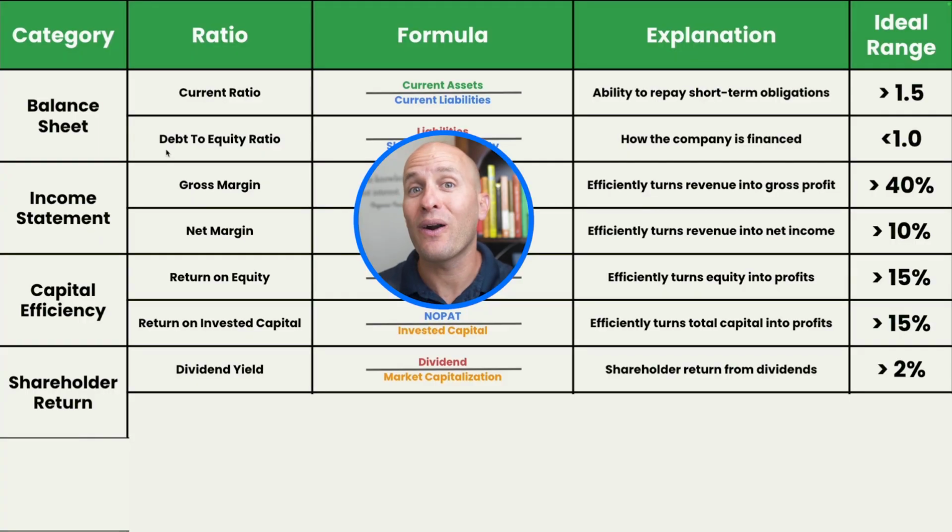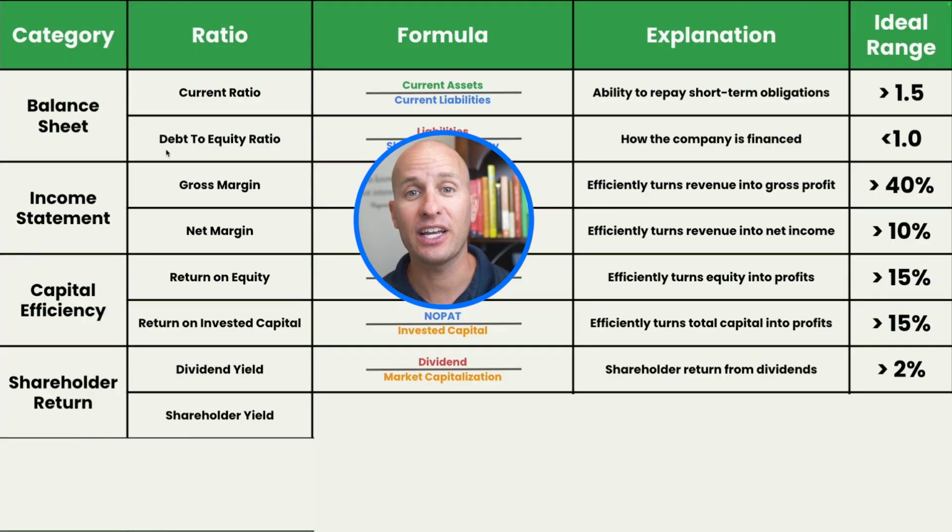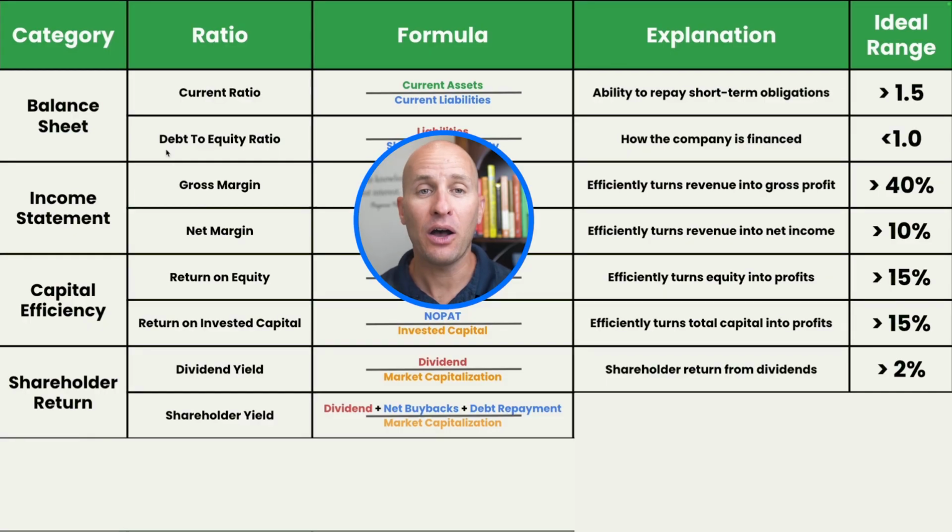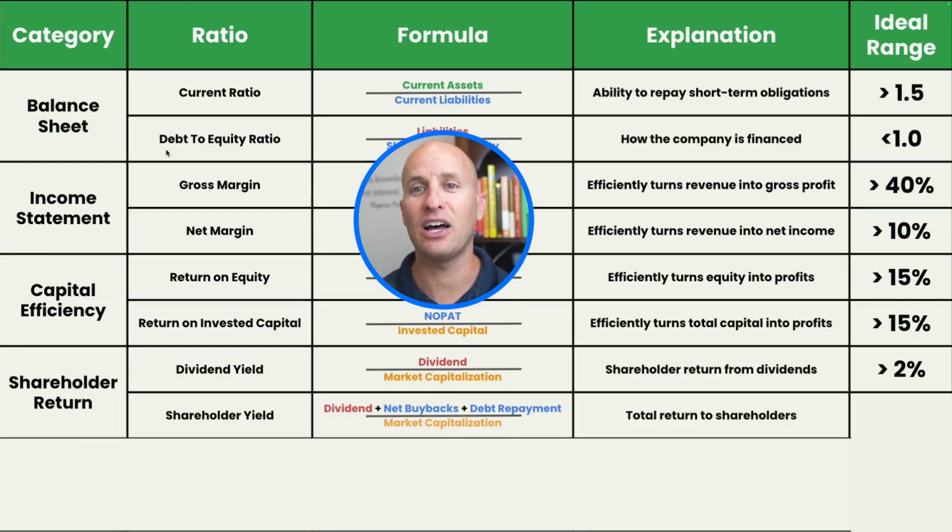That brings us to our 8th financial ratio, which is a company's shareholder yield. Now, shareholder yield is similar to a company's dividend yield, but in the numerator, we include the dividend payments, the net amount spent on buybacks, and the net amount spent on debt repayments. We take that total and we divide by the company's market capitalization. This ratio will tell us the total return that a shareholder can expect from buying that company's stock through all of the means that management can reward its shareholders.